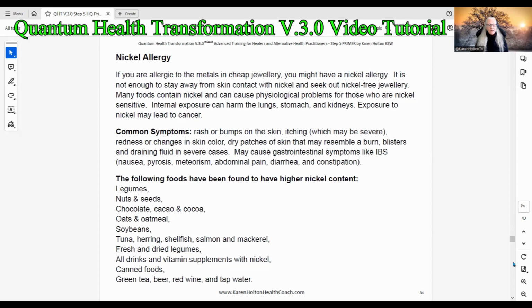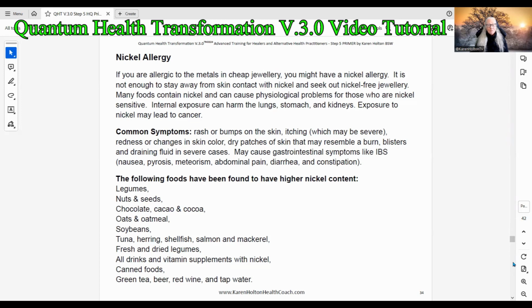Next, I want to talk about nickel allergy. I have a nickel allergy. I knew I had a nickel allergy, but I didn't realize there was nickel in many foods. And so I had to deal with that as well. If you are allergic to the metals that are in cheap jewelry, you might have a nickel allergy. It is not enough to stay away from skin contact with nickel and seek out nickel-free jewelry. Many foods contain nickel and can cause physiological problems for those who are nickel sensitive.